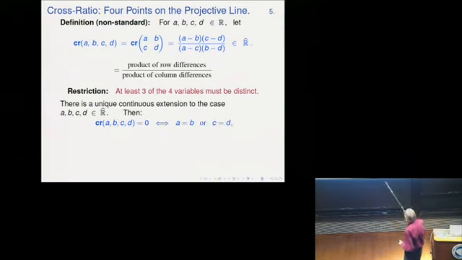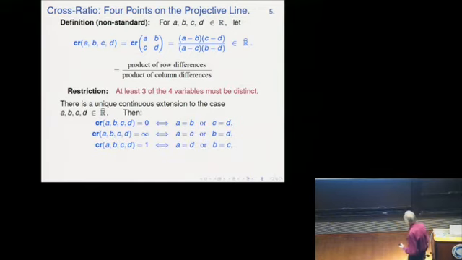The reason I like this formula is because it makes it perfectly obvious that the cross ratio is 0 if and only if either A equals B or C equals D. And notice I can't have both, because if A equals B and C equals D, then we wouldn't have 3 distinct points. If they're not 3 distinct points, you'll quickly get into trouble getting answers like 0 over 0. And similarly, the cross ratio is infinity if and only if either A equals C or B equals D.